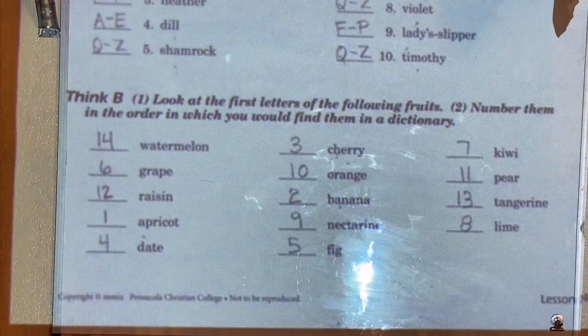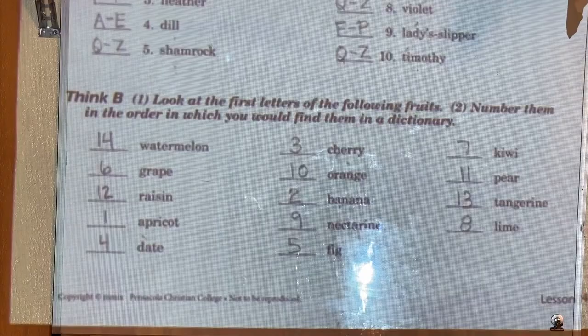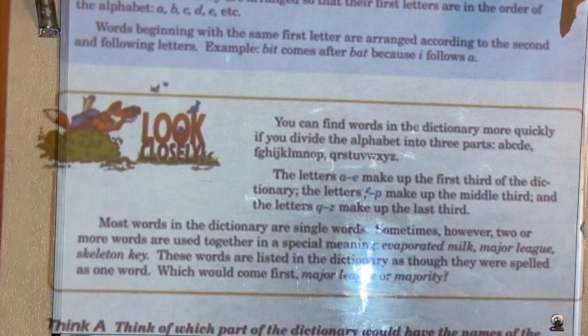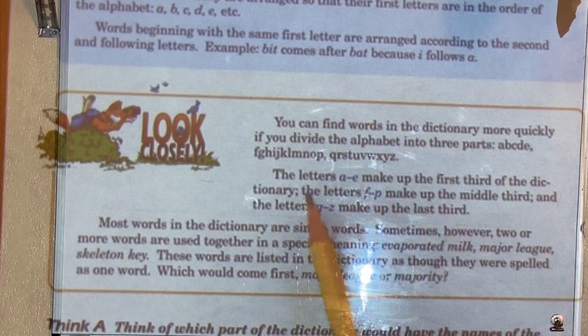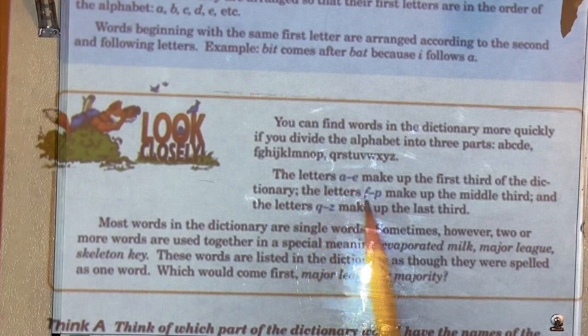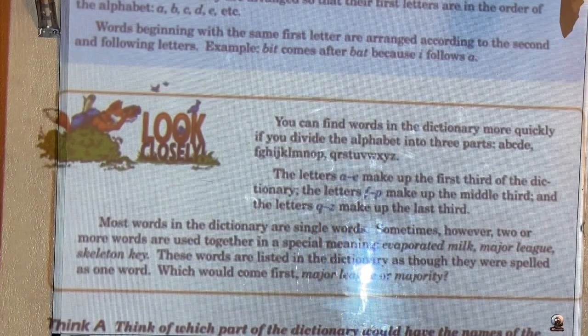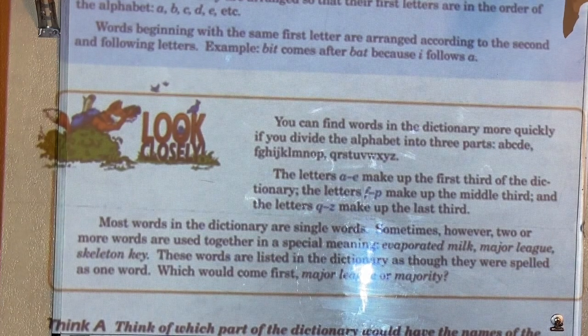Okay? So whenever you're looking in the dictionary, if you use this style or this way of doing it that they're telling you here, it is very easy to find things. Make sure that you know that the dictionary itself is divided in three parts: A through E, F through P, and Q through Z. And if you have words that start with the same letter, then you would have to look at the second letter to make sure that you know which one comes first.